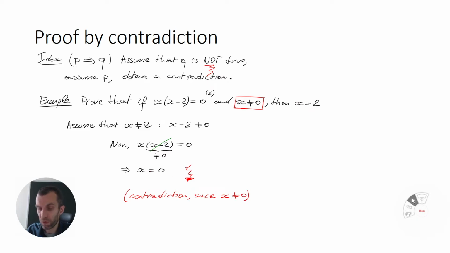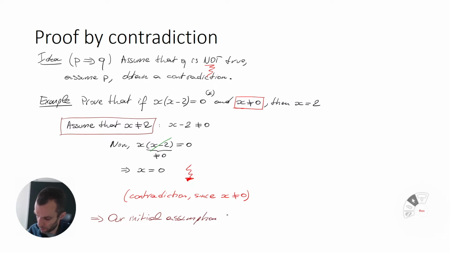And now the fact that we've obtained a contradiction here means that our initial assumption, which I'm indicating in brown here, that assumption was false. And we assume that x is different from 0. If that assumption is false, that means that x is equal to 2. And that was the thing that we have to prove. So by contradiction, we arrive at the thing that we wanted to prove.